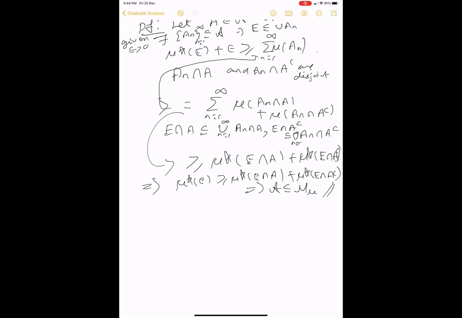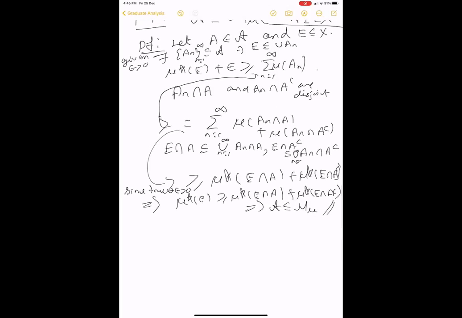So this is just an inequality, mu star E plus epsilon is greater than this, and it is true for all epsilon greater than 0. Maybe I should leave some space. So since that inequality is true for all epsilon greater than 0, we get this inequality. So that implies A is contained in that. Maybe I didn't write it properly, but all the argument is written here. So we have proved that this A contains this.